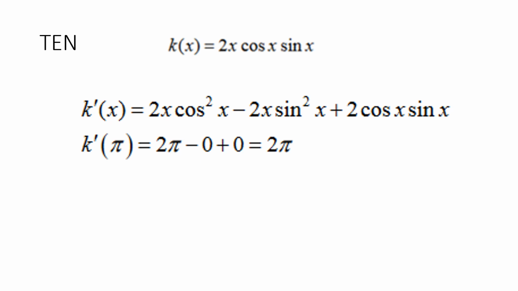Number 10, you use the product rule, and you will get k prime is 2x cosine squared x minus 2x sine squared x plus 2 cosine x sine x. You substitute pi, and you get that k prime at pi is 2 pi.